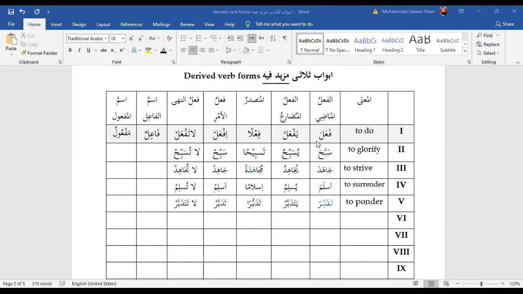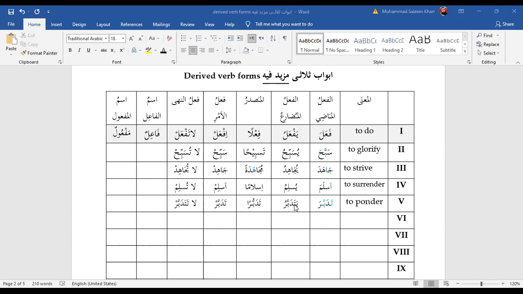For example, we see here fa'ala yaf'alu, and similarly when we go on to the fifth form of the verb, tadabbara yatadabbaru, it will be the same as fa'ala yaf'alu. That means the fi'l mudari starts with fatha and not with dhamma.